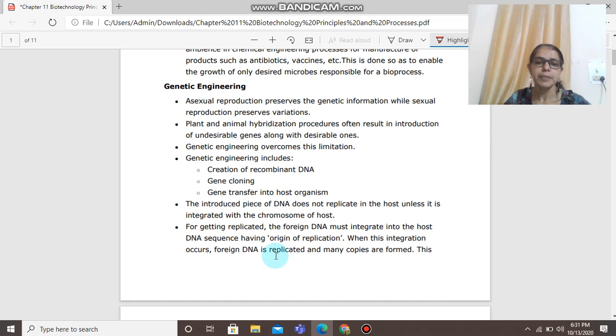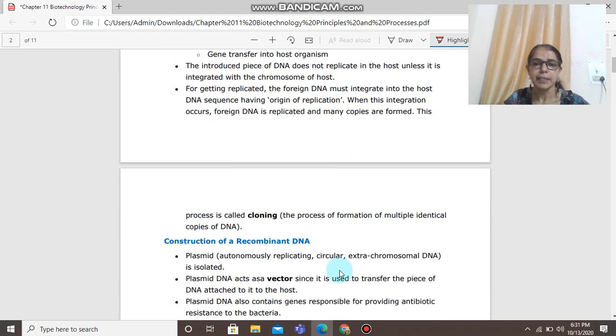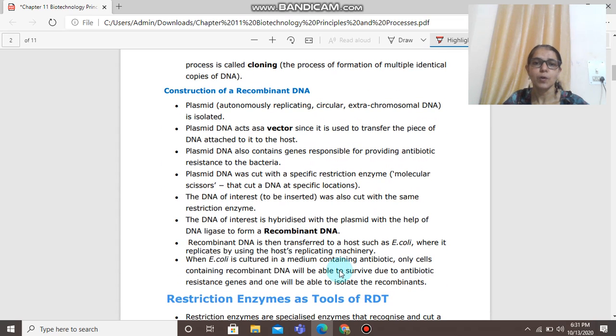And when the foreign piece of DNA has entered into the host DNA, it will start multiplying, and this process is known as cloning. As you can see, what is the meaning of cloning? The process of formation of multiple identical copies of DNA is known as cloning. So you will get multiple copies of the gene of interest. Gene of interest means the piece of DNA that you will introduce in the host.